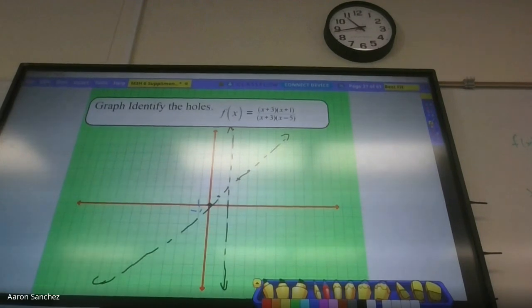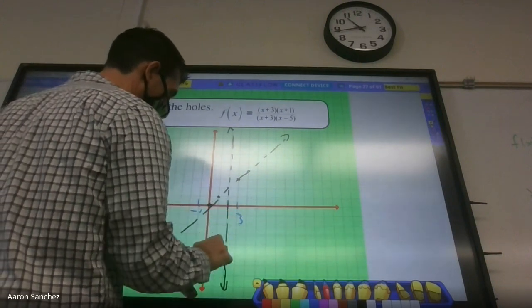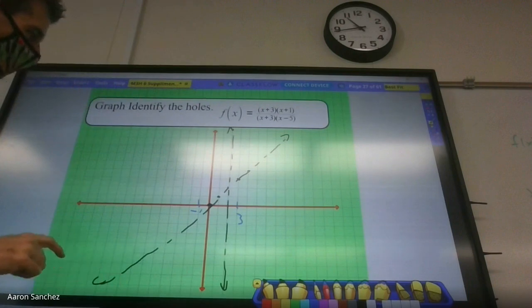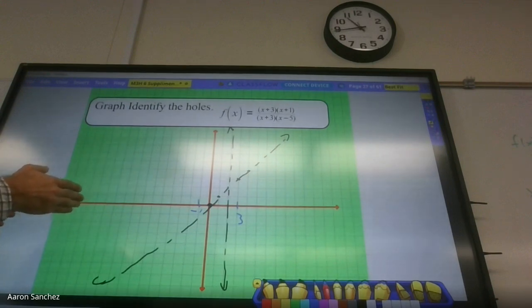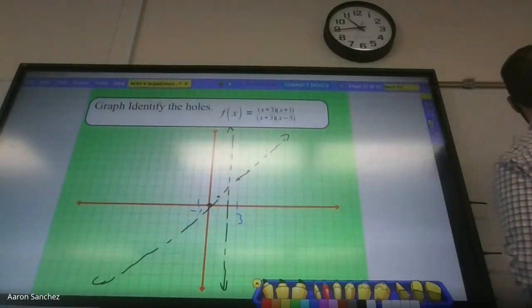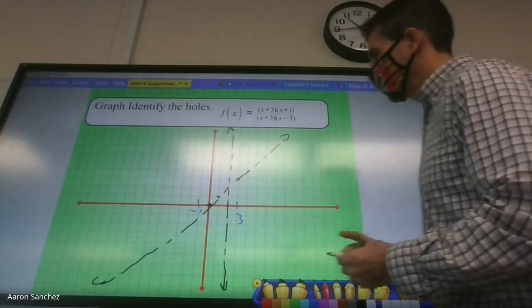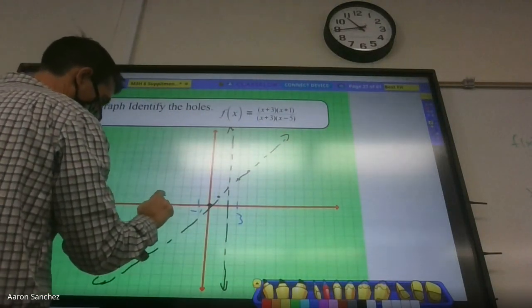-1. Is that better? -1 and 3. It's going to hit that and that. So between -1 and 0, everything's going to be... let's do -2. Negative, negative, negative. 3 negatives. So here it'll be negative.